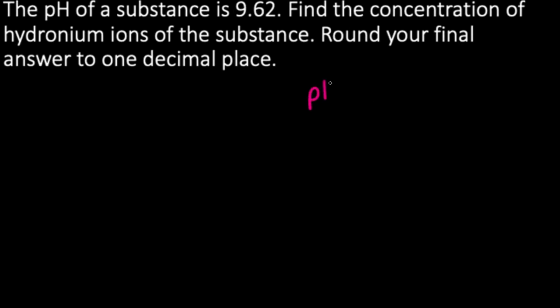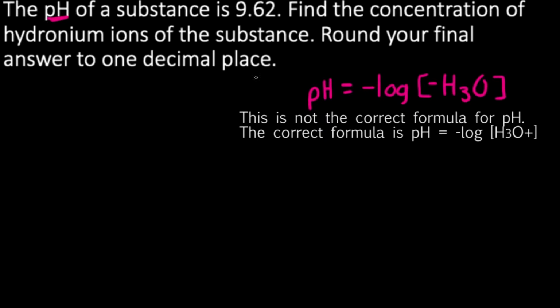So let's recall the pH formula. We are given the pH, but we are not given the concentration of hydronium ions, and that's okay. We can still solve for the concentration of hydronium ions. So let's plug in our known values. We know that the pH is 9.62. Then we're going to have negative natural logarithm. We do not know what the value for the concentration of hydronium ions is, so I'm just going to use x to represent that, and we're just going to solve for that variable of x.